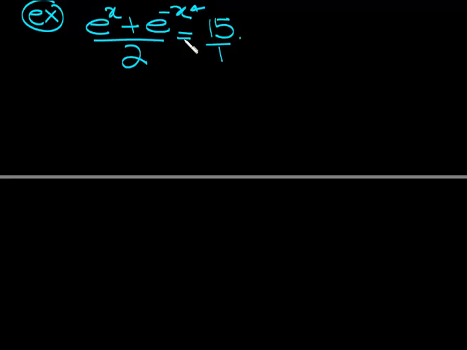But I can't introduce logs in the way it's given to me, because there's no log property that lets me bring this in the front because of the sum. So I'm going to be stuck. So I'm going to have to do some algebra first. But first thing is, since two fractions are equal, let's cross multiply and get rid of the denominator. So I end up with 30.